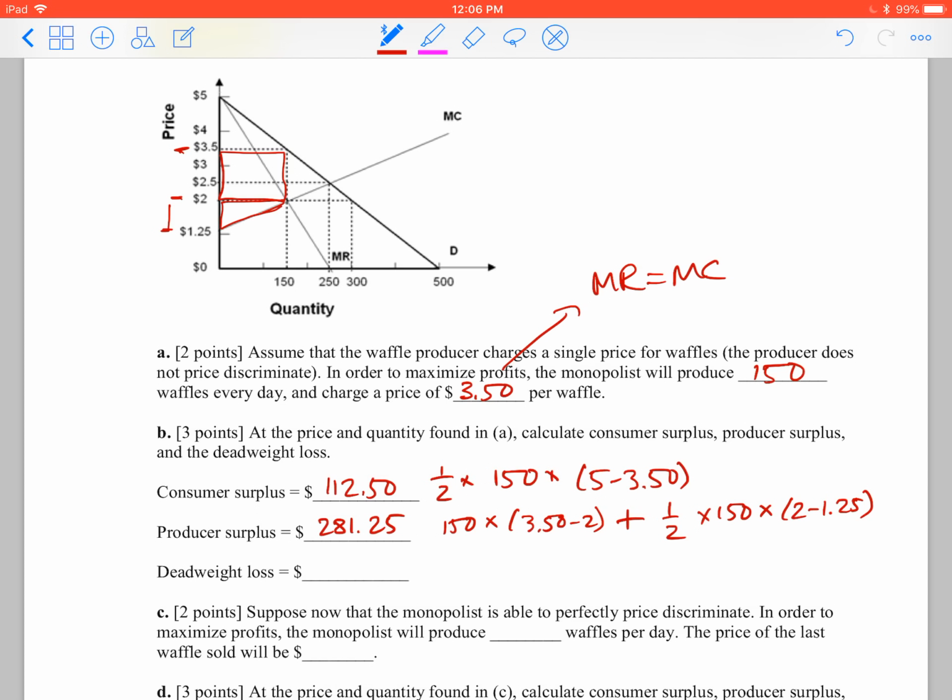Now the deadweight loss, as you know, is shown by the transactions that do not take place because of the monopolist. From society's point of view, we want all of these transactions here between 150 and 250, so 100 waffles. We want those to be sold because the value of the good to consumers, shown on the demand curve here, is greater than the value of the resources used to produce them, shown on the marginal cost curve. So those are units that should be produced. Those are transactions that should occur.